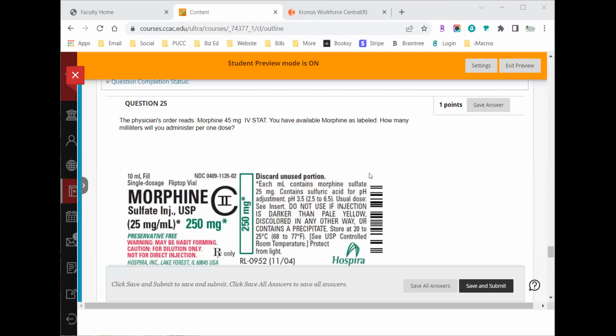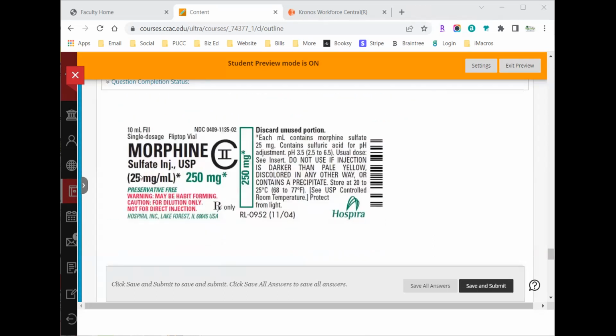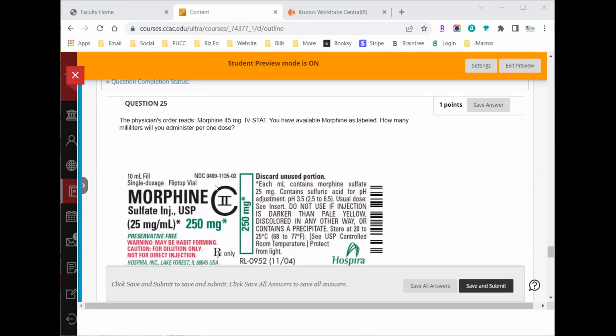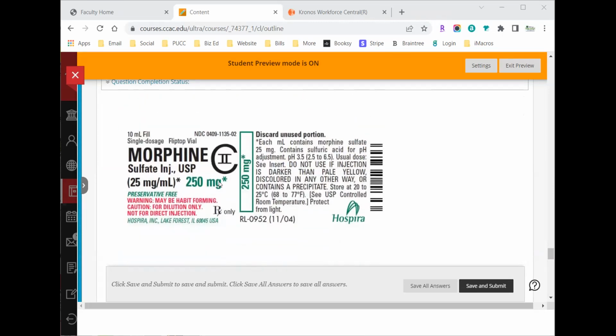Morphine, 45 milligrams, IV stat. So remember, IV tells you your answer is going to be in milliliters, even before it asks for it. How many milliliters will you administer per one dose? Notice what we have here. It says 25 milligrams per milliliter. So this is a good example of a suspension or a reconstitution question.